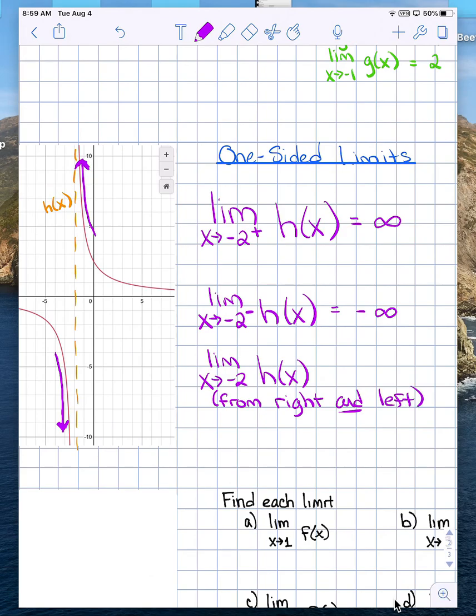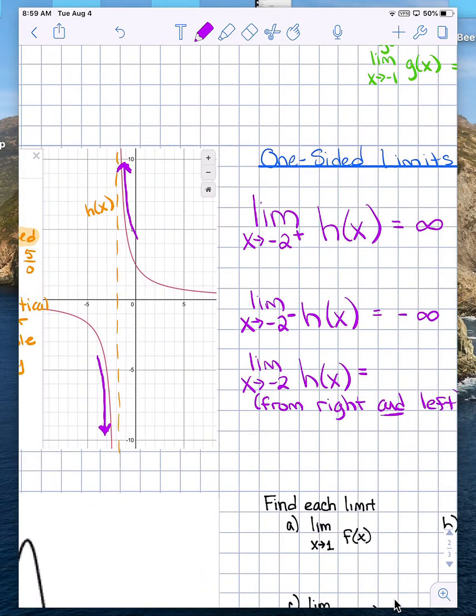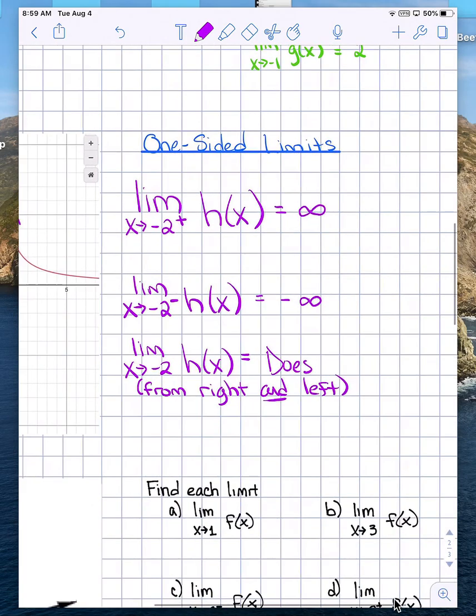We're looking at what y value this function is approaching. Well, this function is not approaching one y value. From the right, we're approaching infinity. From the left, we're approaching negative infinity. So we say there is not just one y value that this function is approaching. So we would say that this limit does not exist.